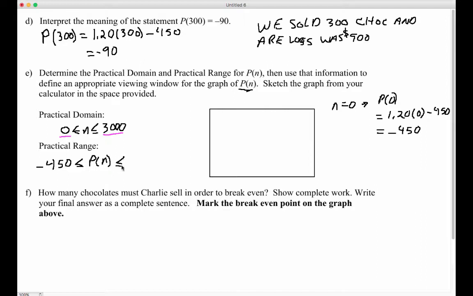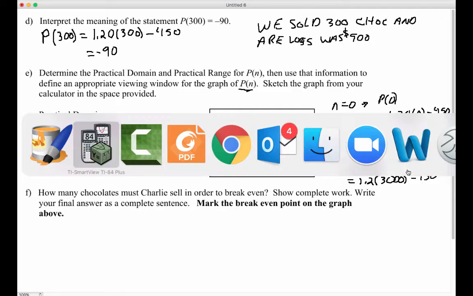Now what about the upper end of our range? Well, that would happen if Charlie sold all 3,000 of his chocolates. If he sold out, so I got to go home early because I had no chocolates left. In other words, we let n be equal to 3,000. Then we want to go find P of 3,000, which is going to be equal to 1.2 times 3,000 minus 450. Okay, so let's go ahead and do that on our calculator here.